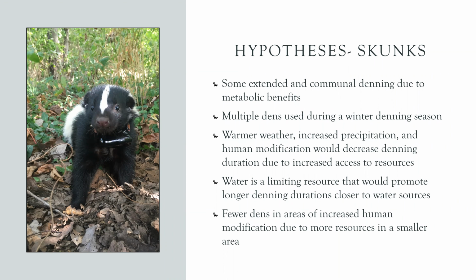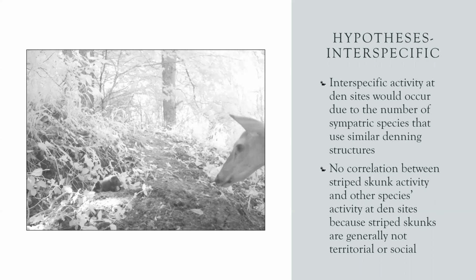I expected that water would be a limiting resource, and that would promote longer denning durations closer to water sources. And I expected fewer dens in areas of increased human modification just because of the sheer number of resources in a smaller area. As far as interspecific activity, I expected that there would be interspecific activity at den sites, just due to the number of sympatric species that use similar dens. But I didn't expect any correlations between striped skunk activity and other species activity, just because striped skunks generally are not very territorial or social.